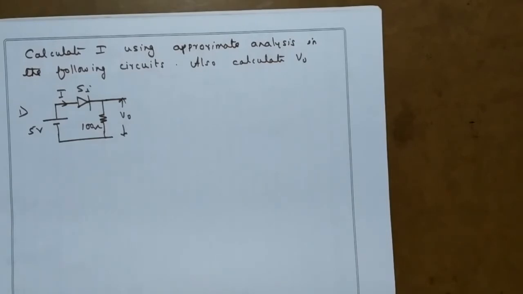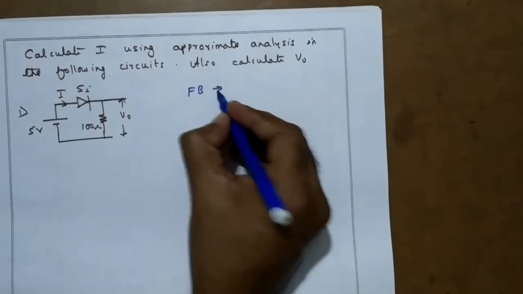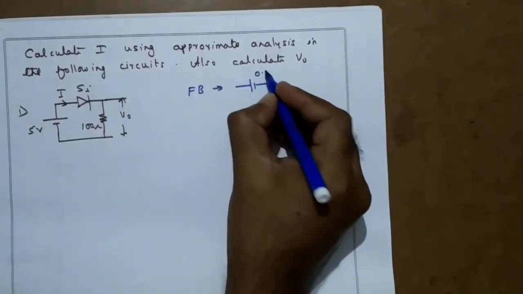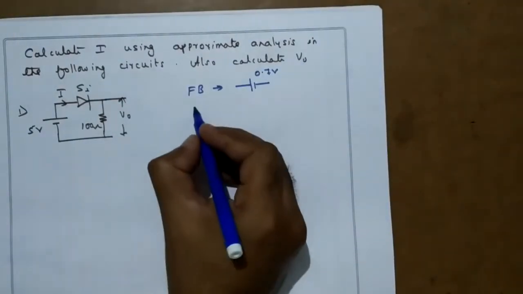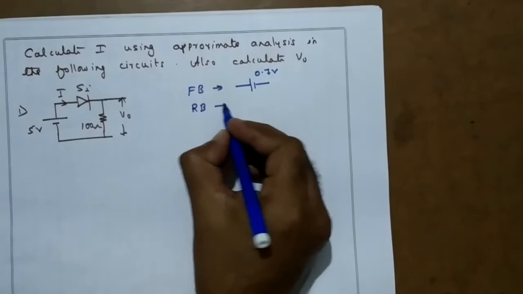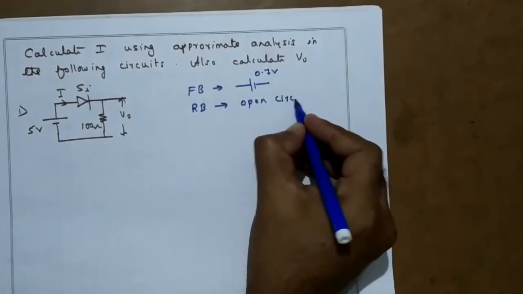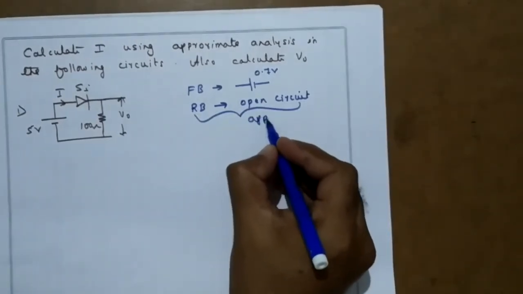See, a forward biased diode will be replaced by its cut-in voltage 0.7 volts. Okay, a reverse biased diode will be replaced by an open circuit. So this is called approximate analysis.